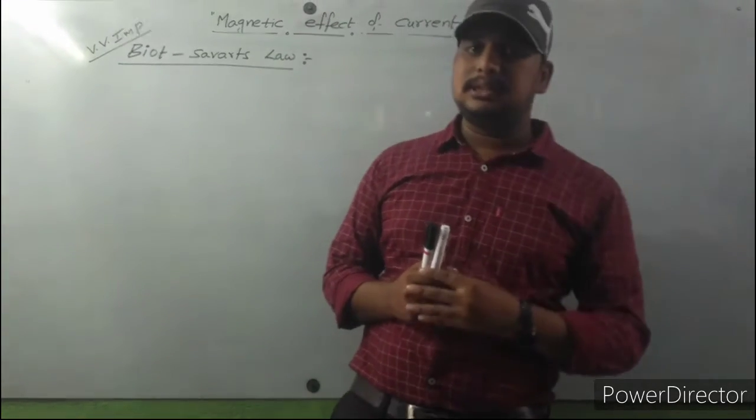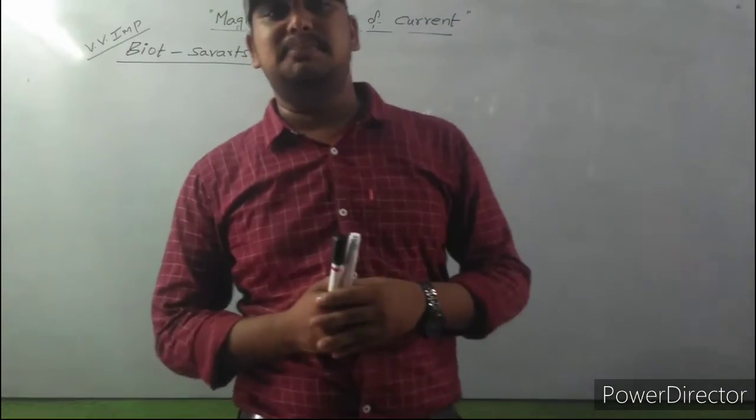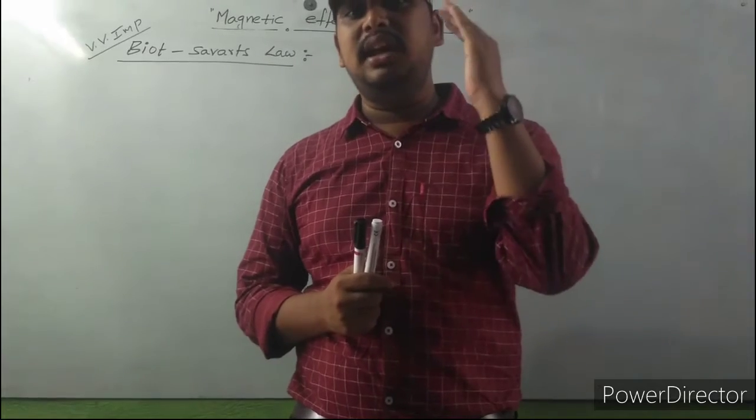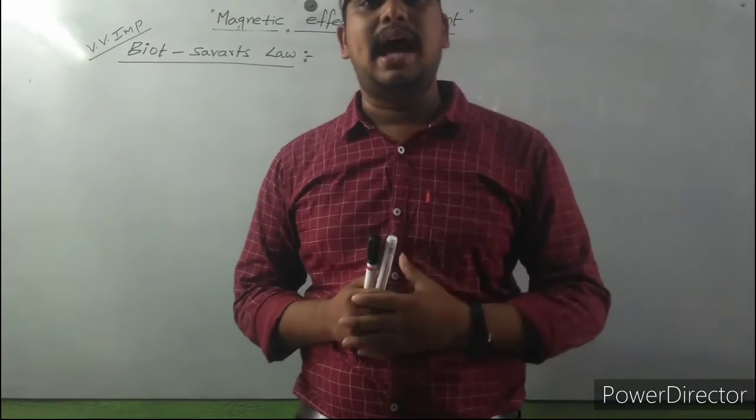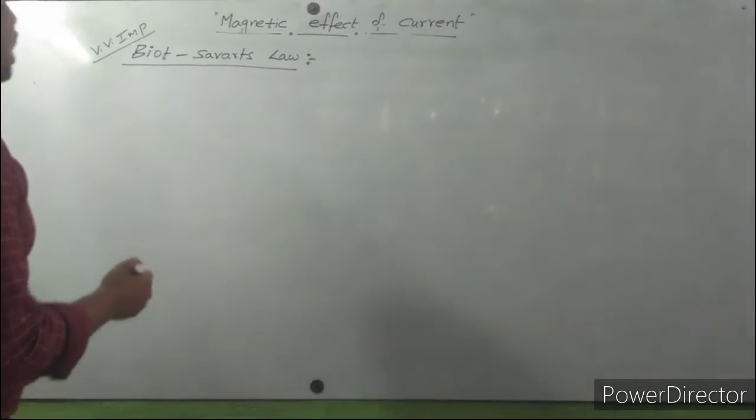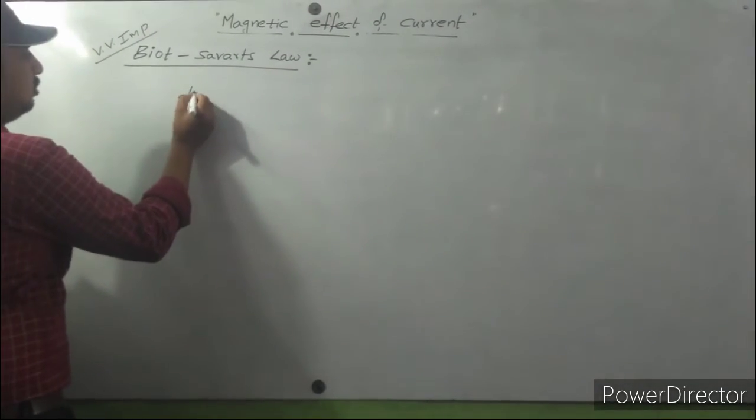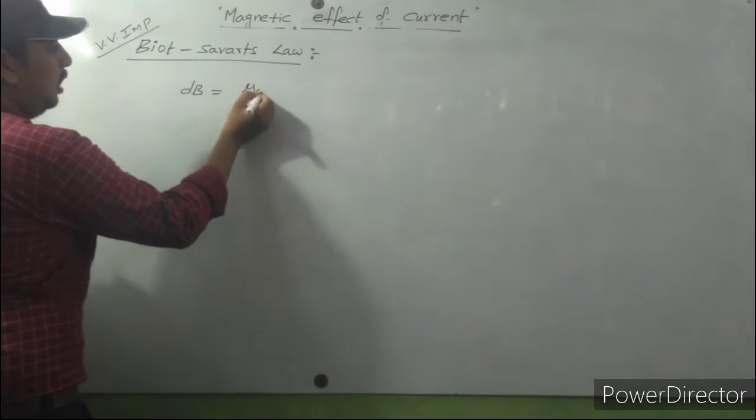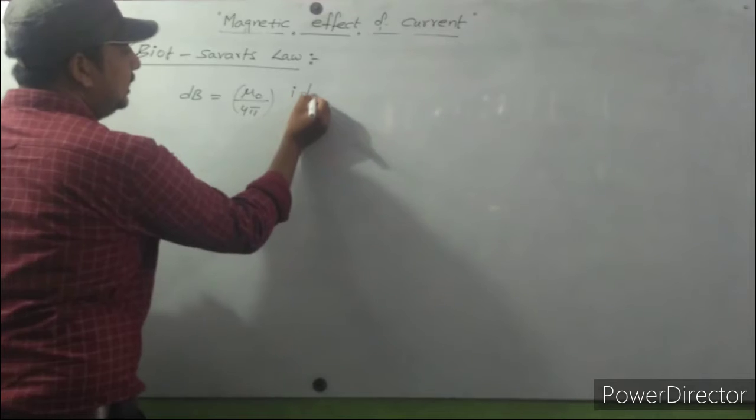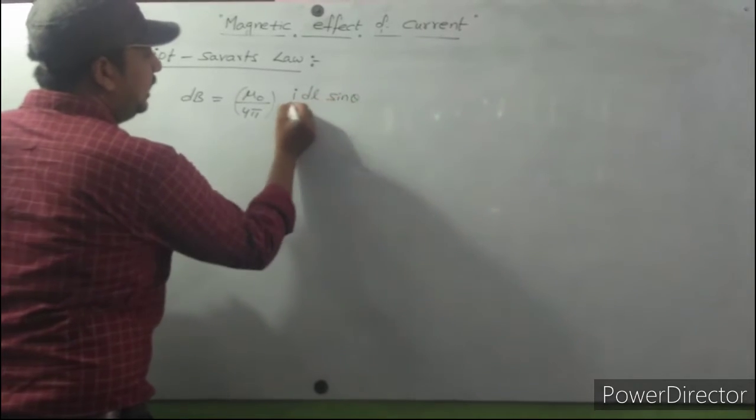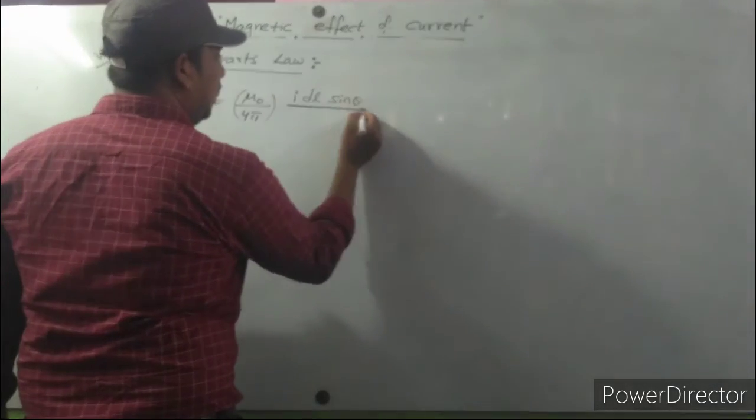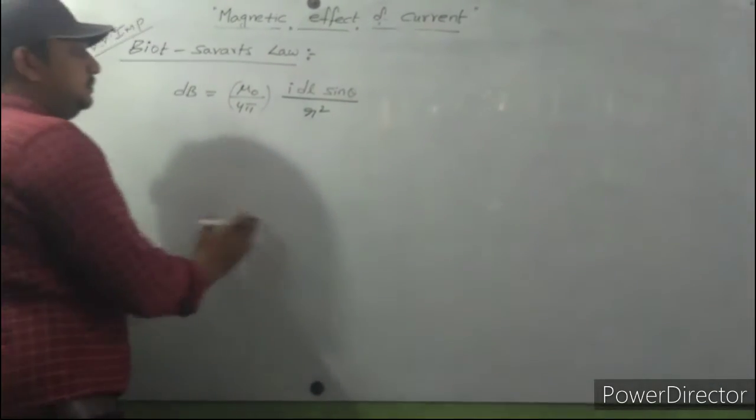Now I will discuss a few more details about this Biot-Savart's law. So please watch the lecture till the end. This is very important from the NEET as well as the board point of view. Right, so we got Biot-Savart's law: dB is equal to mu naught by 4 pi into I dl sin theta by r square.